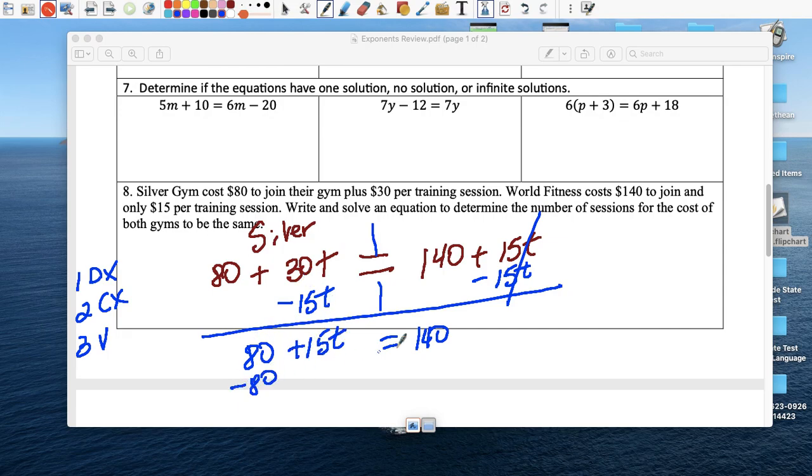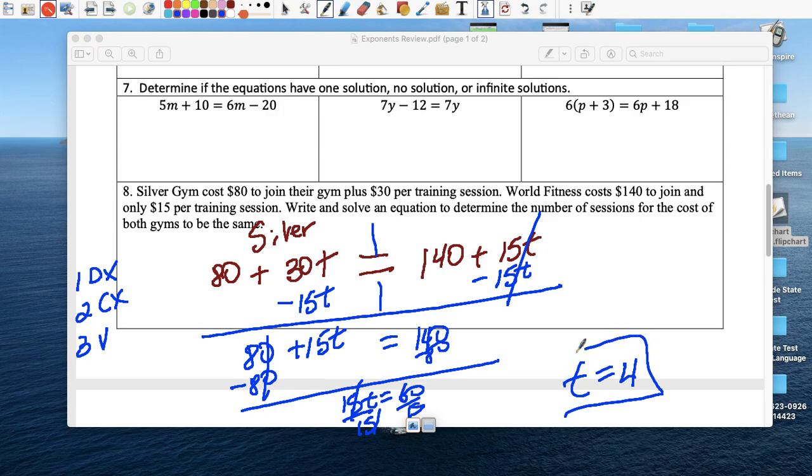Subtract 80 from this side, subtract 80 from this side. The 80s go away because it's 0. 15t equals 60. We're going to divide by 15 and divide by 15. 15 divided by 15 is 1, and then we get t by itself. And 60 divided by 15 is 4. So in 4 training sessions, the cost of going to Silver Gym or the cost to go to World Fitness Gym is going to be exactly the same.